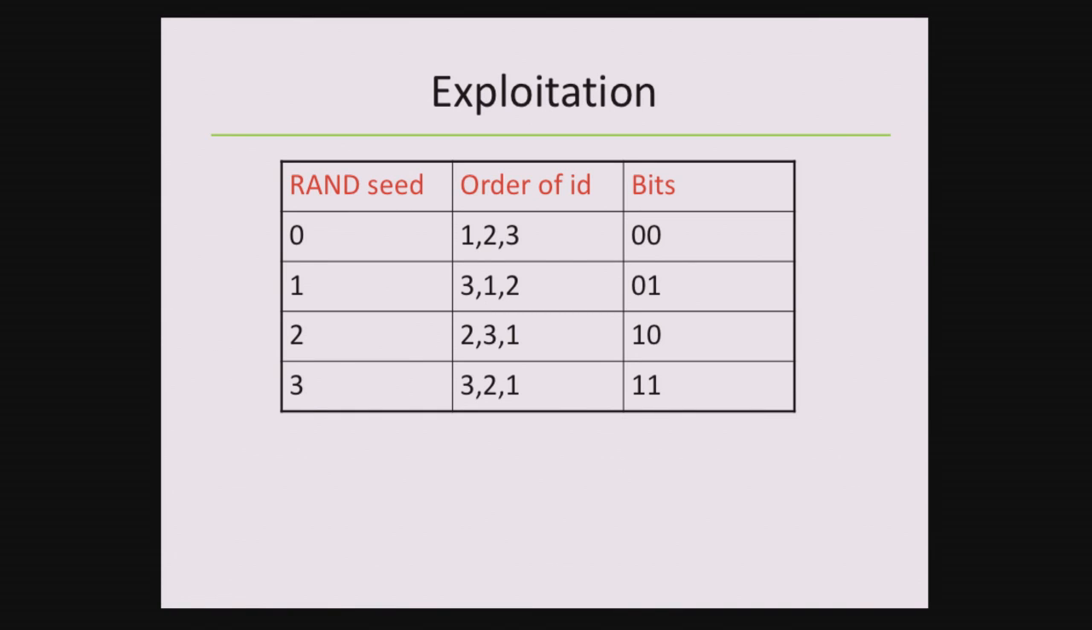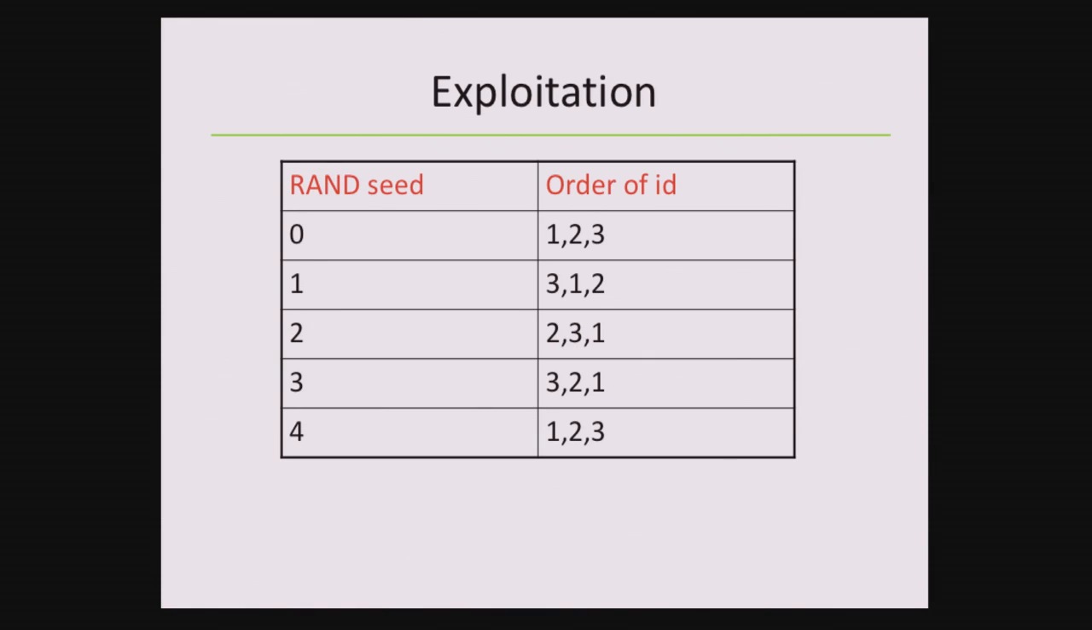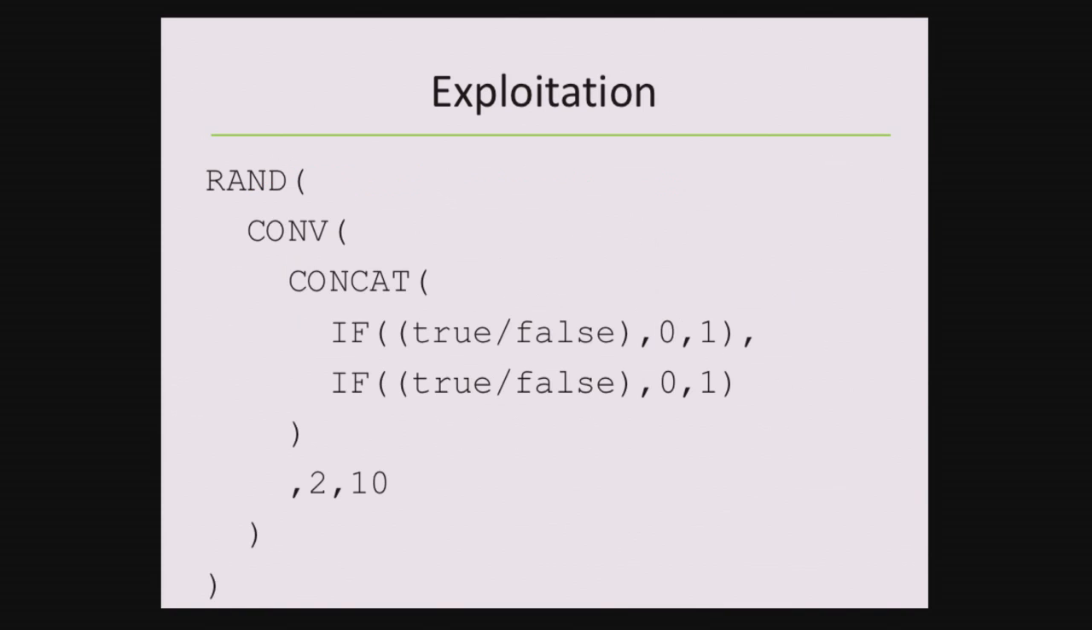So just to understand this, if you go back here, you see that the ORDER BY RAND(1) got 3, 1, 2. And here again, ORDER BY RAND with the seed 1, you get 3, 1, 2 again. And we just converted these numbers to base 2. So using this for the ORDER BY RAND, this is an example of using the 2 bits.